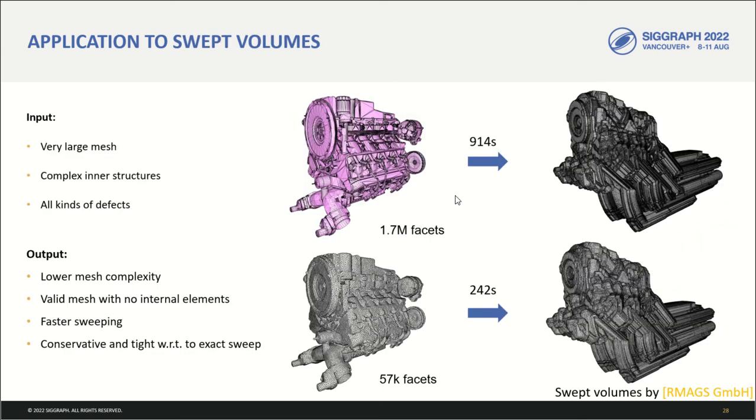Our method can also be used as a preprocessing step before sweeping, drastically reducing the runtime. Here the input is a large mesh, 1.7 million facets, with many complex inner structures and all kinds of defects. On this complex input, the computation of the swept volume by the RMAGS GmbH technology takes 900 seconds. On our output, which has a lower mesh complexity, we obtain a valid mesh with no internal elements, and the sweeping is faster, and the swept volume is conservative and tight with respect to the exact sweep.